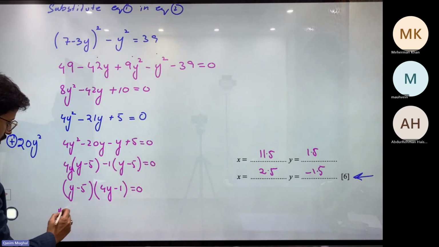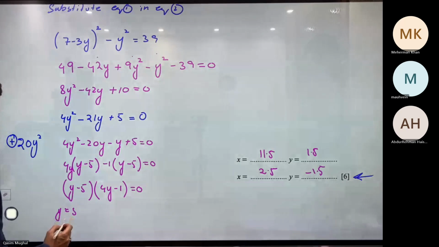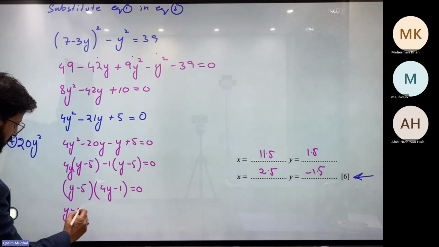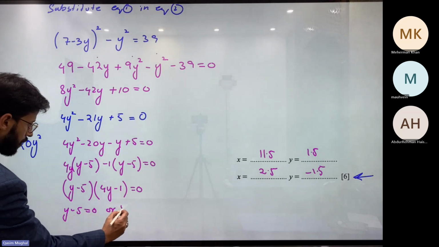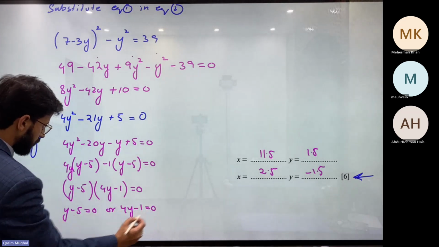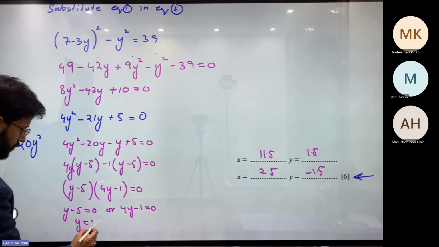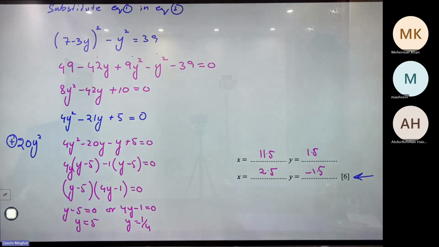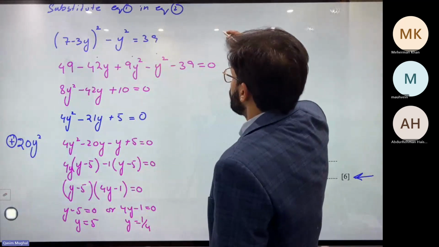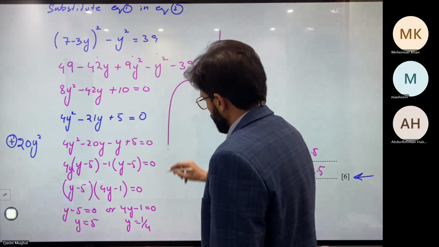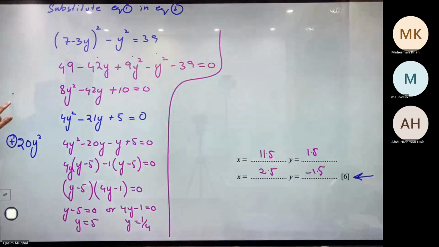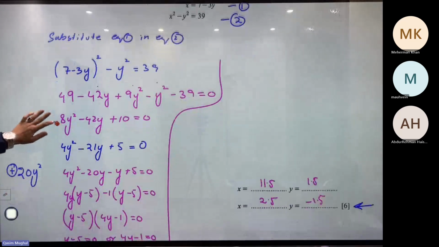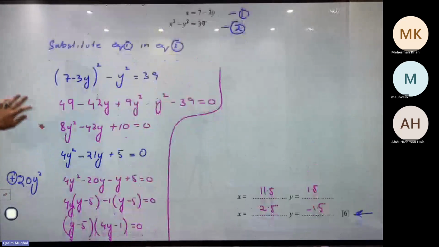Applying zero product property, either y minus 5 equals to 0 or 4y minus 1 equals to 0. From here, y is equals to 5, and from here, y is equals to 1 by 4. So I'm going to use both of these values of y and substitute in equation 1 in order to find out the values of x. So x equals 7 minus 3y.